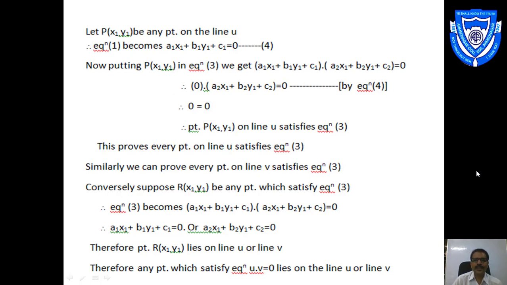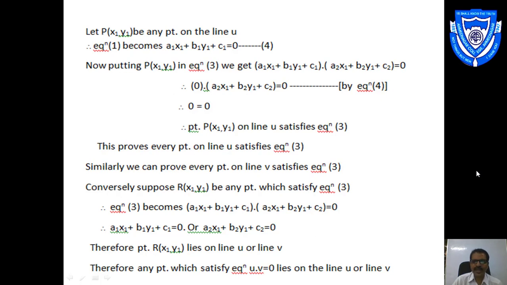Hence we have proved that the arbitrary point P of x1, y1 which belongs to line U satisfies equation 3. Now whenever any arbitrary point of line U satisfies equation 3, it means that every point on line U has its coordinates also satisfying equation 3. That is the declaration. This proves that every point on line U satisfies equation 3. We have proved that any point which belongs to line U satisfies equation 3.